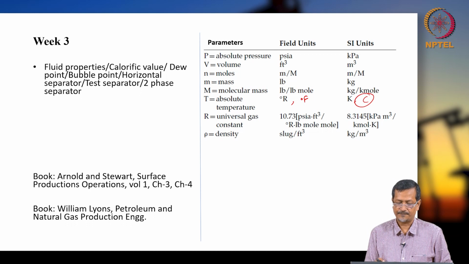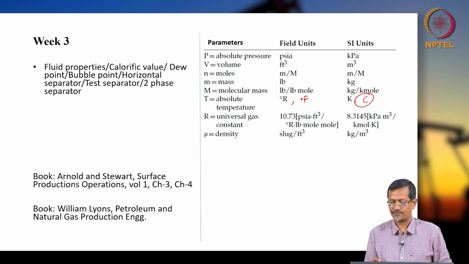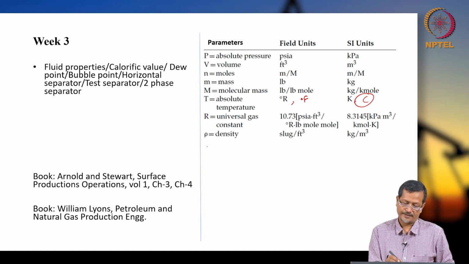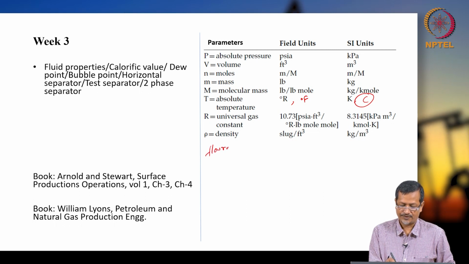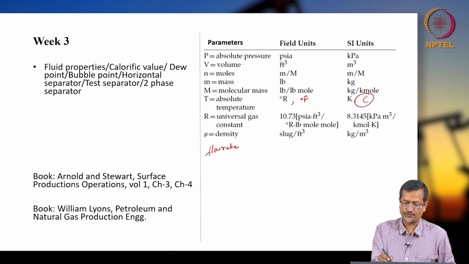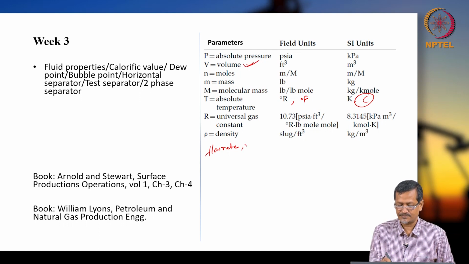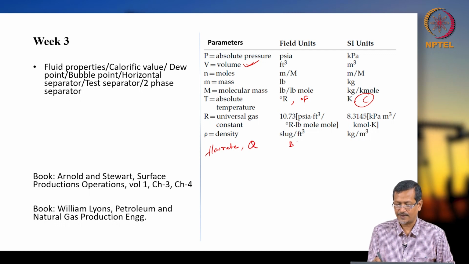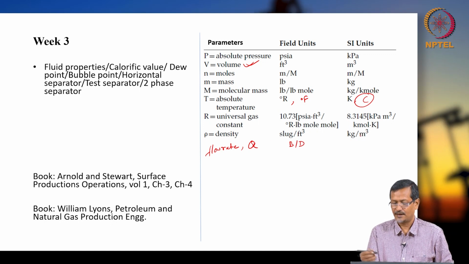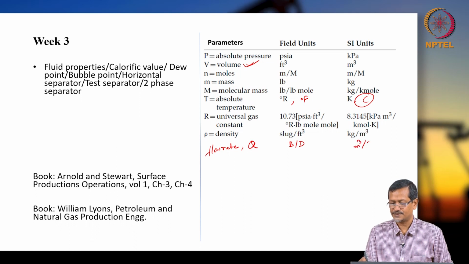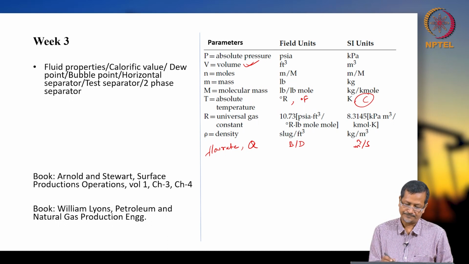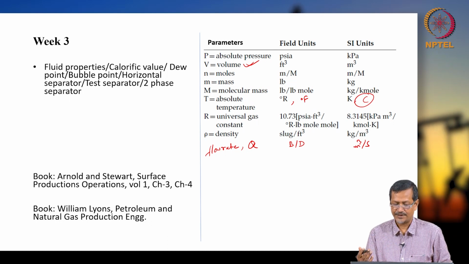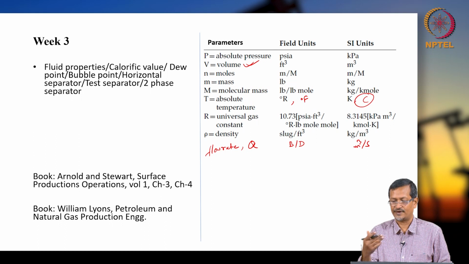Again, you see the unit. Rho is the density, in slug per cubic feet. For volume flow rate, if I see flow rate I can say Q. It is barrel per day, B per D, while in SI you can write meter cube per second, or liter per second. There may be many other units based on derivations of field unit or SI unit.